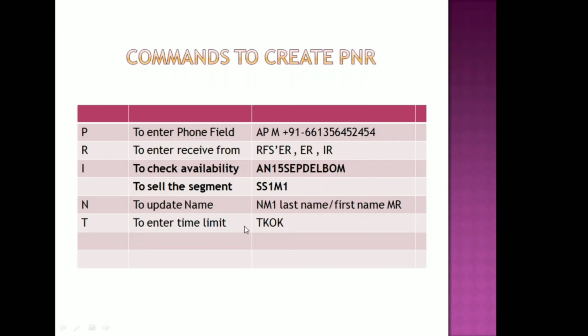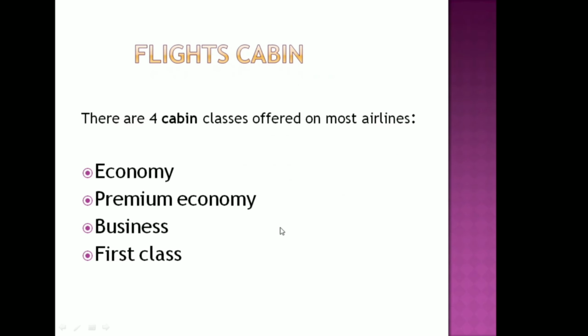So SS means seat sell, then the number of passengers, like how many passengers want to travel. Then class of service, which class the passenger wants to book. And then the line number of the flight, that is, which flight is fit for the passenger. Name update: NM1, last name of the passenger slash first name of the passenger, space title. Then the time limit, that means to enter the time limit, the command will be TKOK.